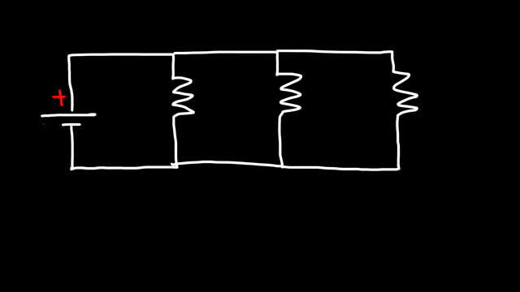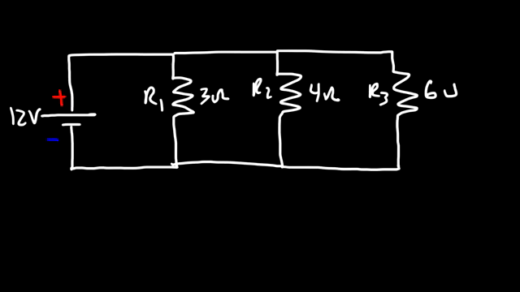So let's say if we have, in this case, a 12-volt battery. Each resistor is connected across that 12-volt battery, and so all of them have 12 volts across their terminals. So let's call this R1, R2, and R3. Let's say that R1 has a value of 3 ohms, R2 is going to be 4 ohms, and R3 is going to be 6 ohms. What is the current flowing through each resistor?